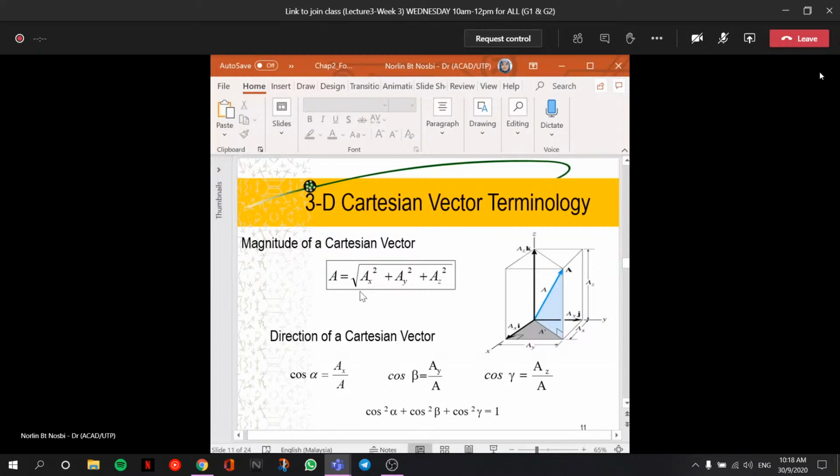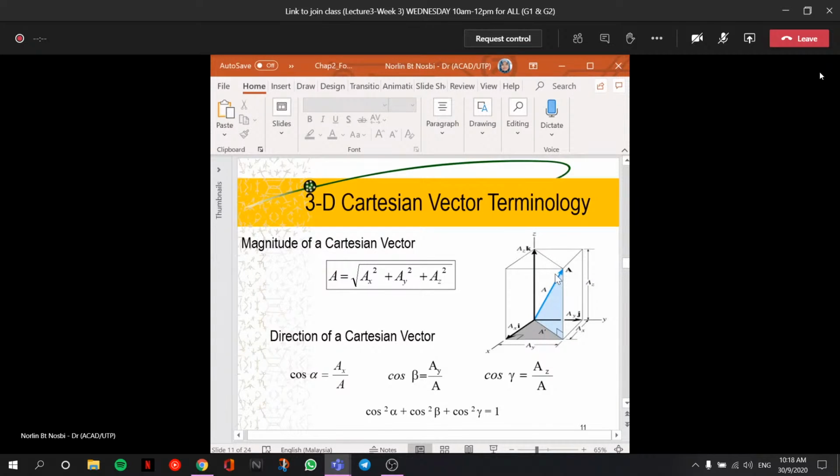Okay, and then just now you found the coordinate for this vector A. And now you have found the magnitude of the vector A, which means the length of this vector. And now you need to find the angle of this vector A. So how do you want to find the angle?